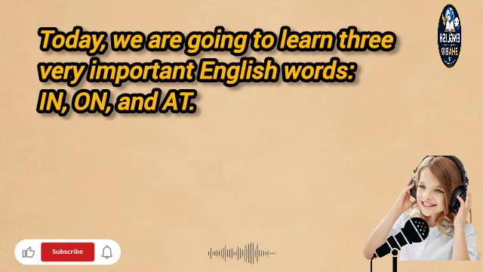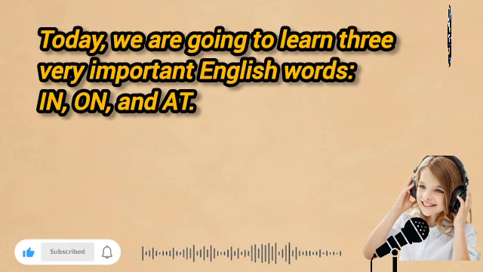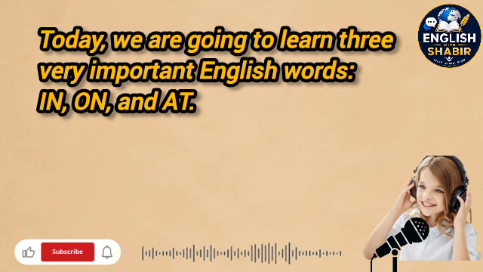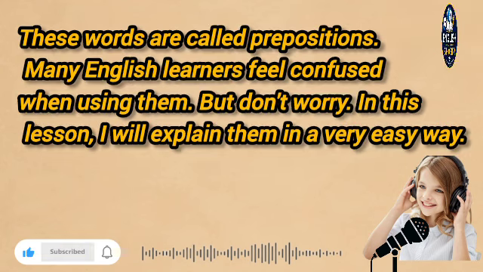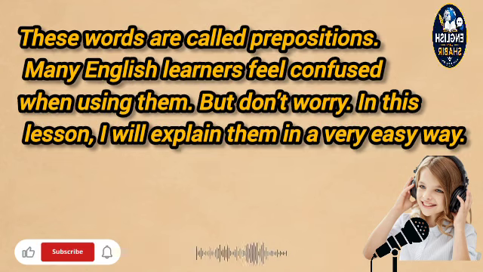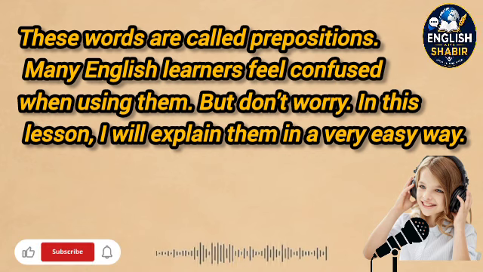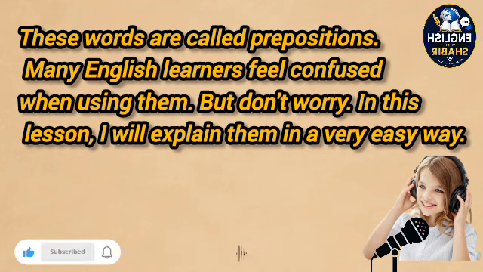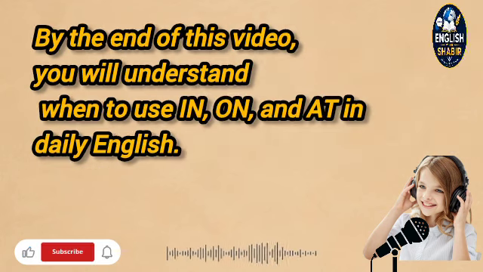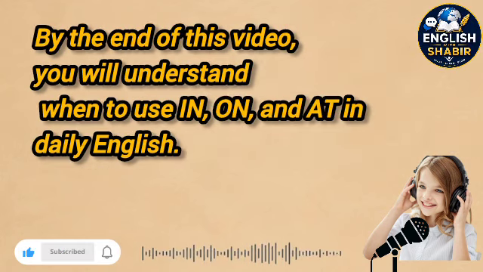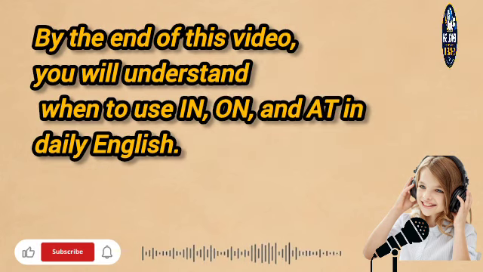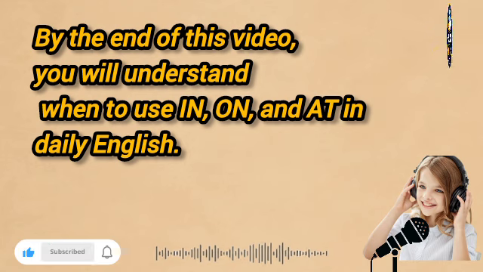Today, we are going to learn 3 very important English words: in, on, and at. These words are called prepositions. Many English learners feel confused when using them, but don't worry. In this lesson, I will explain them in a very easy way. By the end of this video, you will understand when to use in, on, and at in daily English.